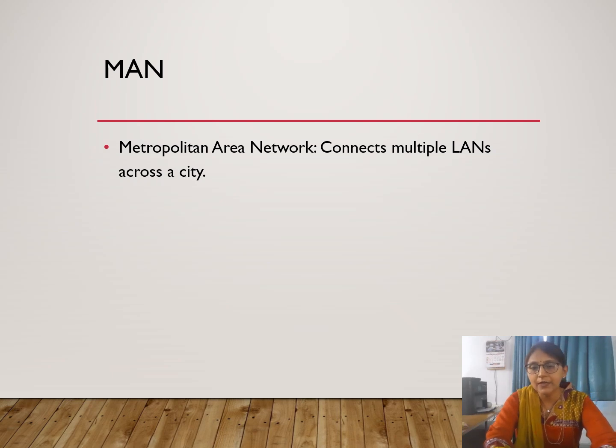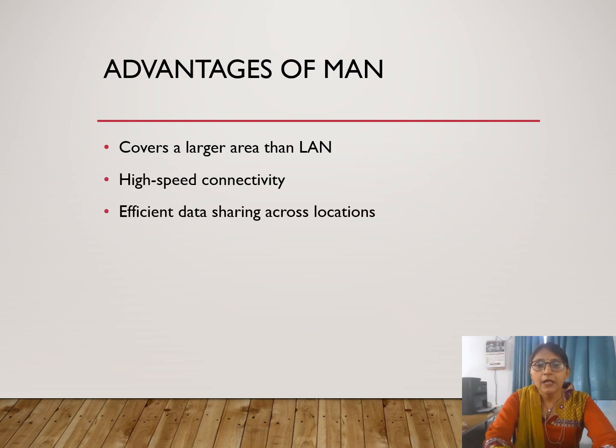Now our second type, the metropolitan area network. A MAN connects multiple LANs across a city, which means it covers the whole city. It is larger than a LAN but smaller than a wide area network. Now, what are the advantages? It covers a larger area as compared to LAN. High-speed connectivity and data transfer rate are also high, and there is efficient data sharing across locations, so we can easily share our data.